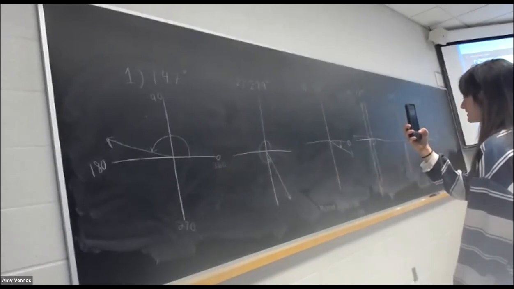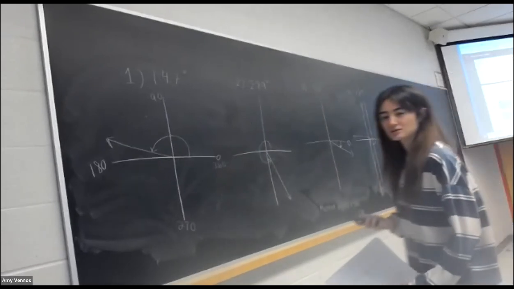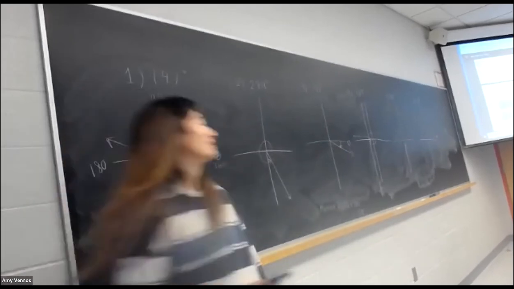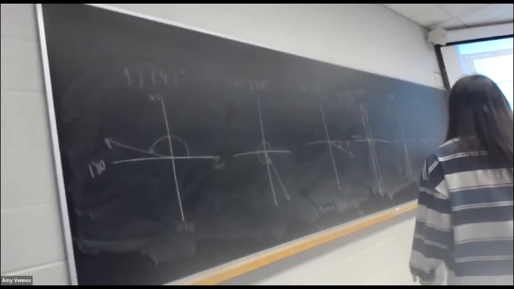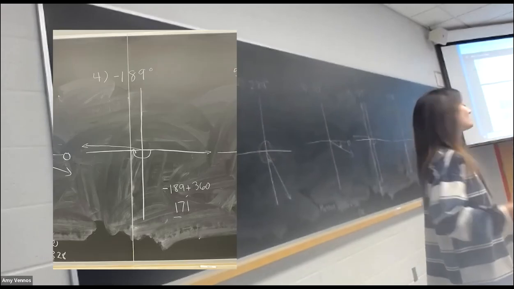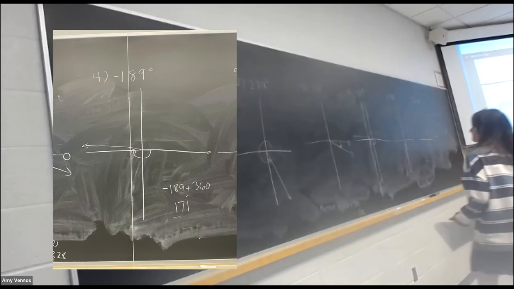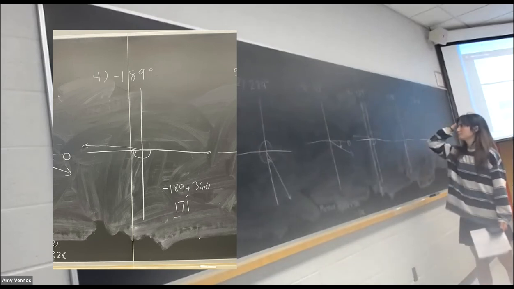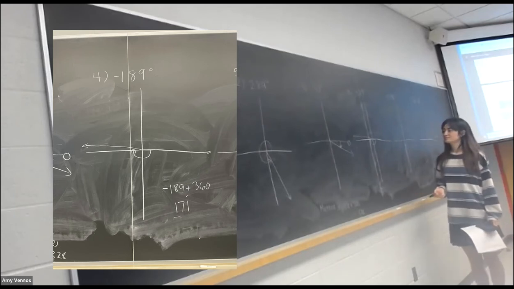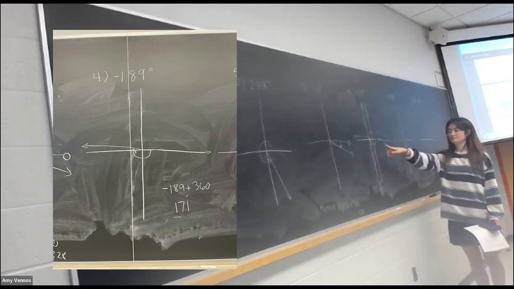Picture this. All right. Sorry, Stephen, if you can't see this. Maybe you can. I don't know. All right. Number 4. Who is number 4? Wait a second. All right. Do you want to explain how you got this one? Yeah, I just did what we did for the previous one and I just did like a negative 189.